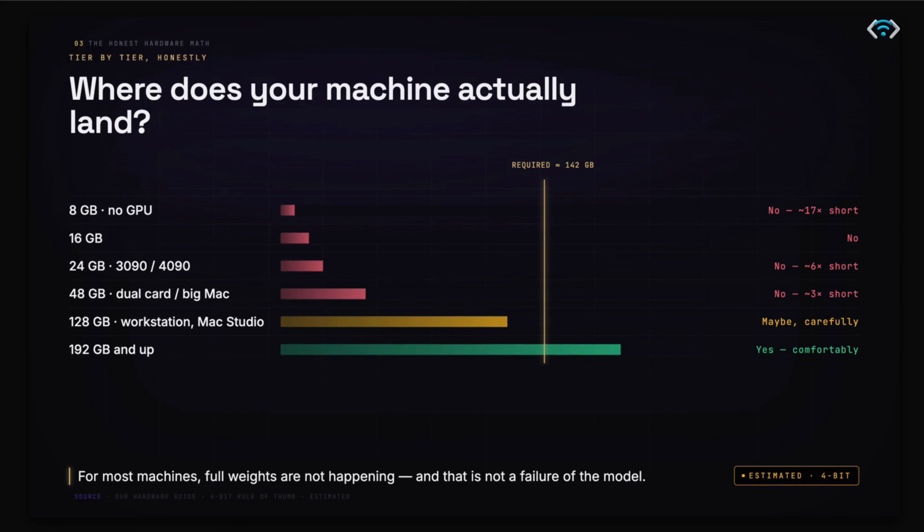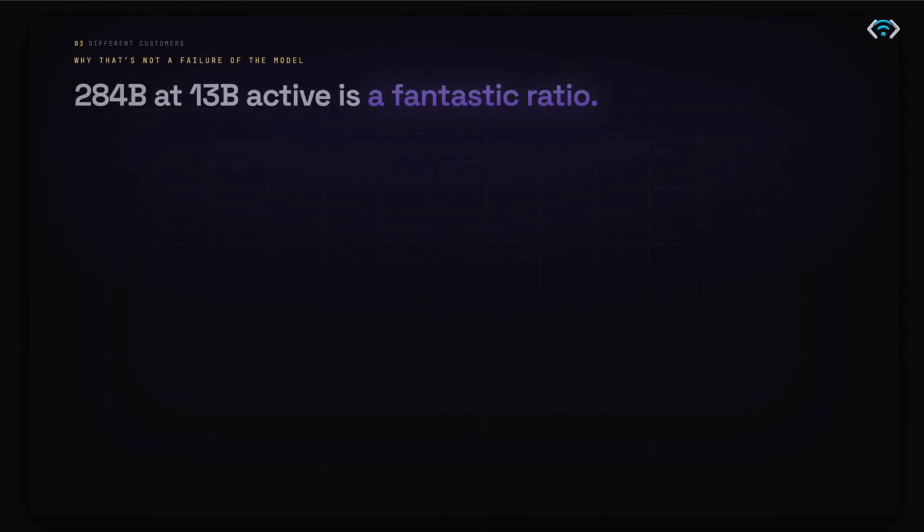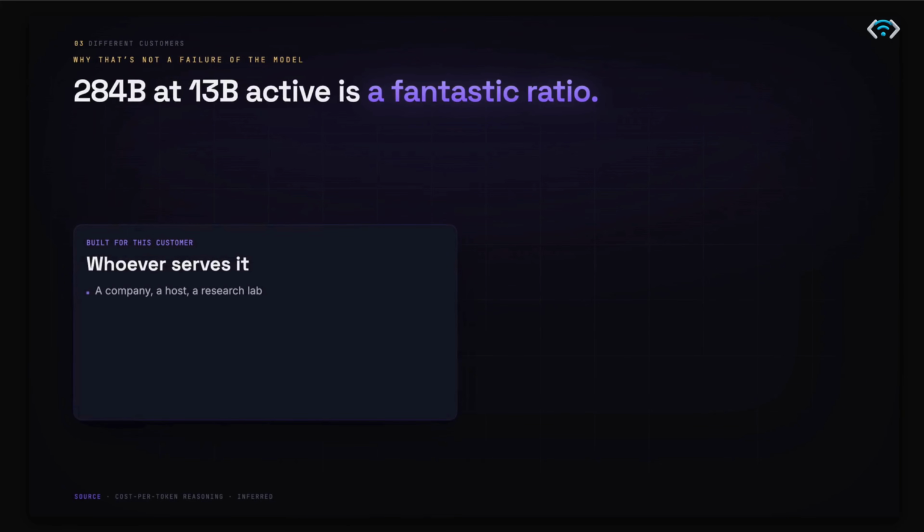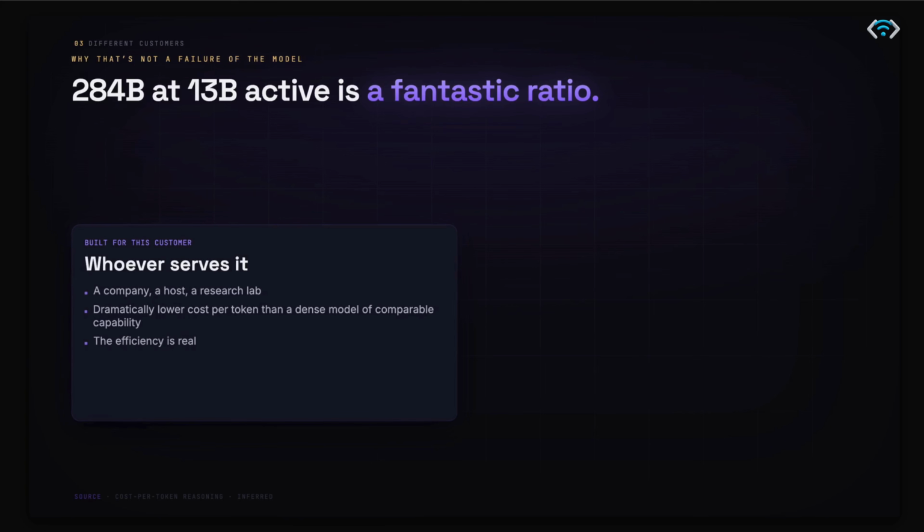192 gigabytes and up. Yes, comfortably. And at that point, the 13 billion active parameter count pays off enormously. You get large model knowledge running at small model speed. So the honest headline for the overwhelming majority of people watching this: running V4 Flash locally at full weights is not happening on your current machine.